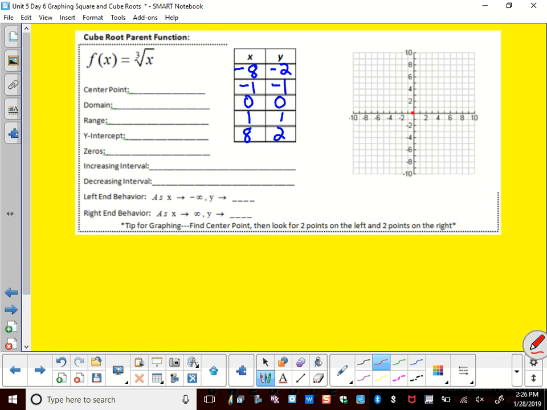0, 0. All right, once you have your points plotted, try to connect your dots as best you can. It should look like a snake.